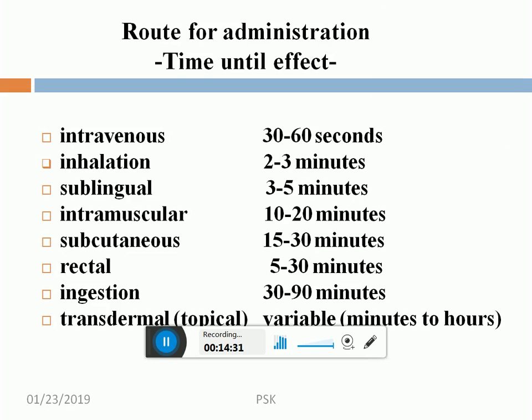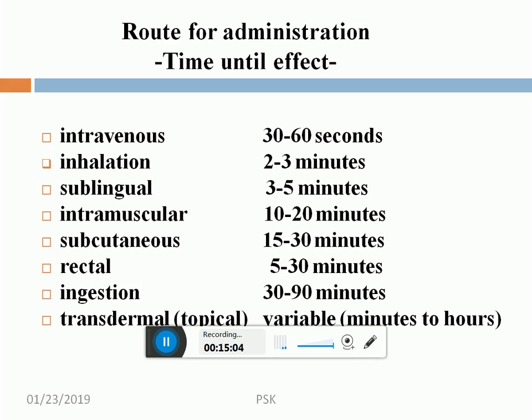So the route of administration and the time until the effect. I told you in the previous slides the various routes of drug administration. So there will be some time duration for the drug effect to start. I'll go for the intravenous. It will take 30 to 60 seconds, and then inhalation will be 2 to 3 minutes. Sublingual will be 3 to 5 minutes. Intramuscular will be 10 to 20 minutes.